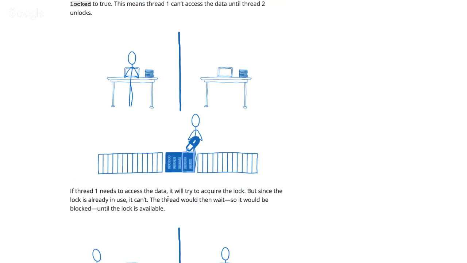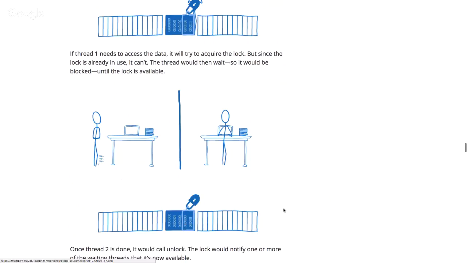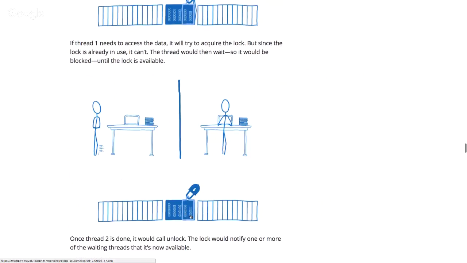If thread 1 needs to access the data, it will try to acquire the lock, but since the lock is already in use, it can't. The thread would then wait, so it would be blocked until the lock is available. So if thread 2 locked it and thread 1 wants access to the same data, it has to just wait. Once thread 2 is done, it would call unlock. The lock would notify one or more of the waiting threads that it's now available.